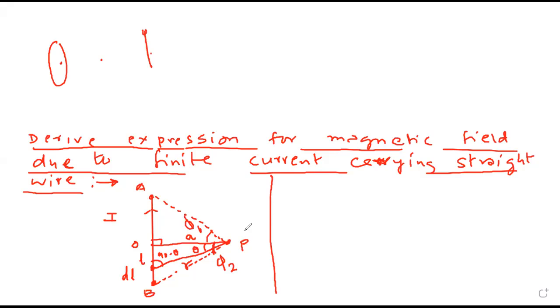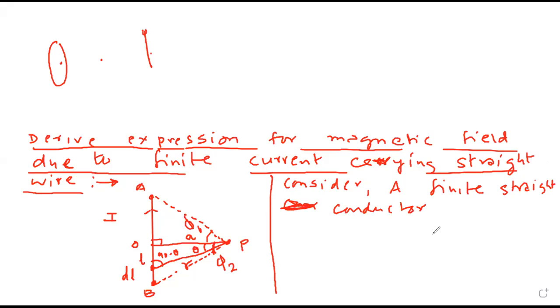Now, first explanation of this diagram, then derivation will start. Consider a finite straight conductor. You can say conductor or wire, one and the same. Consider a finite straight conductor AB carrying current I as shown in the figure.